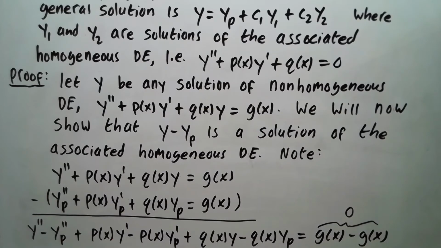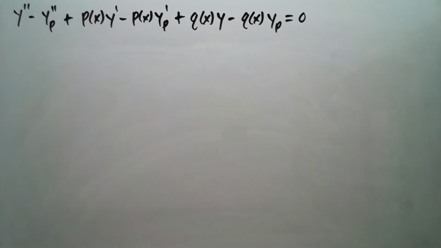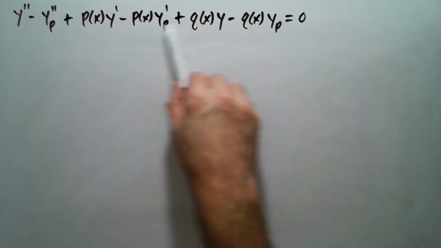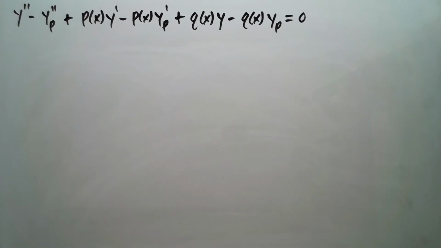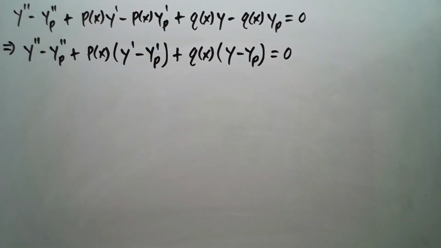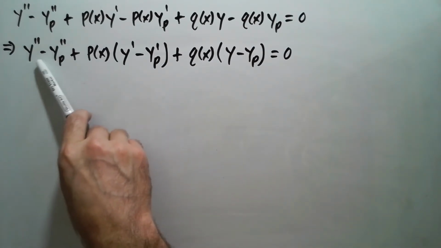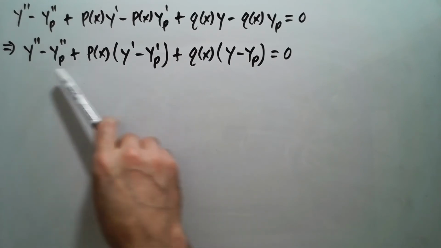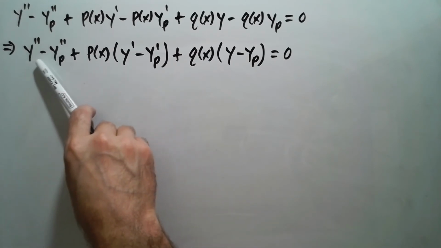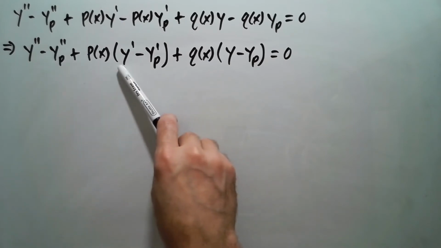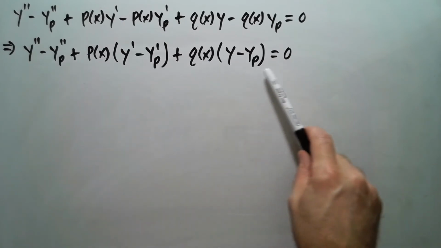Okay, so I'm out of space here, so let me erase a few things and we'll keep going. So let's factor the p out of these two here and the q out of these two. So we get this then, factoring the p and the q out. Now the next thing to note is that y double prime minus yp double prime you can write by properties of derivative as just y minus yp double prime. And this you can write just as y minus yp prime. And this one's already fine. So let me note that here.